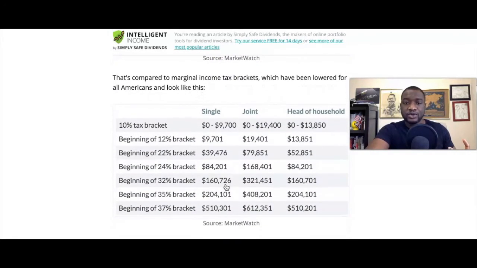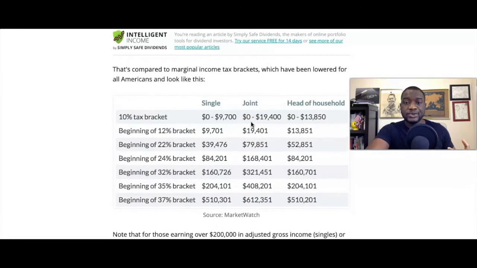And then the article goes on to compare that to having a regular job. If you have a job and you're working for whichever company, the first 10%, basically the first $0 to $9,700 that you make as an individual, you don't pay tax on it.